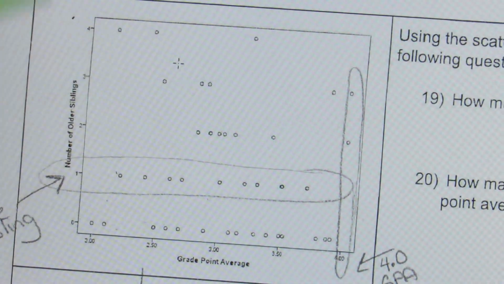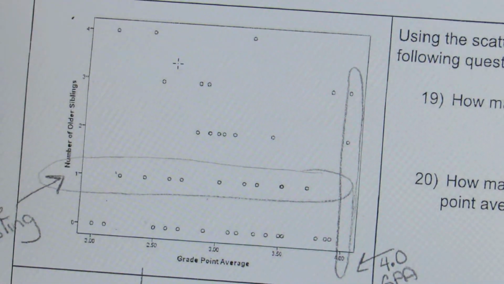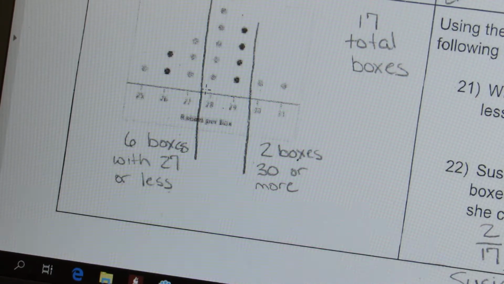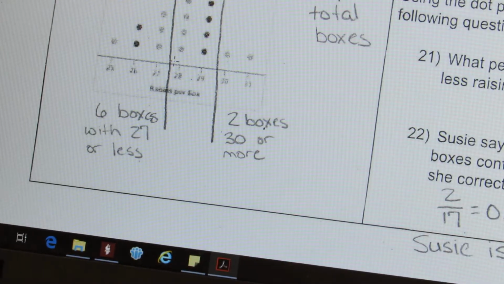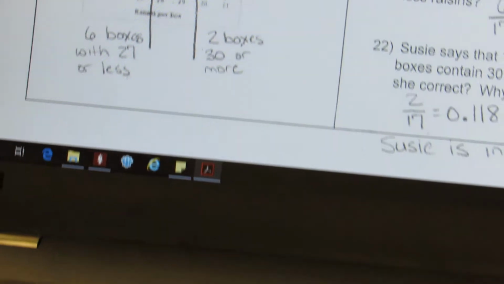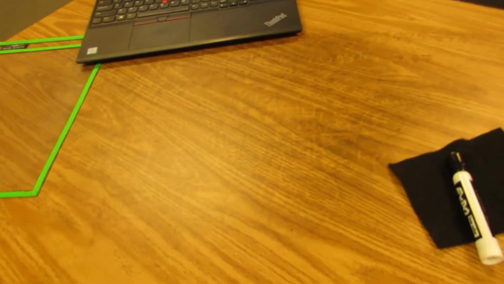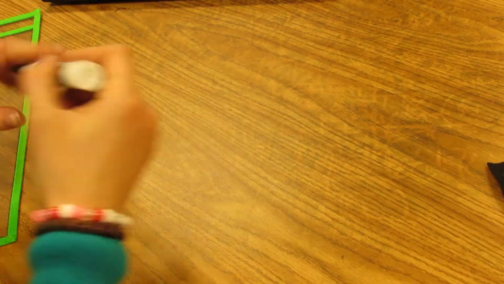Okay, let's move on. Number 21, and we are at the last 2 questions. It says what percent of the boxes contain 27 or less raisins? So we're going to do this one on my desk. All right. Okay, so number 21 says what percent of the boxes contain 27 or less raisins?